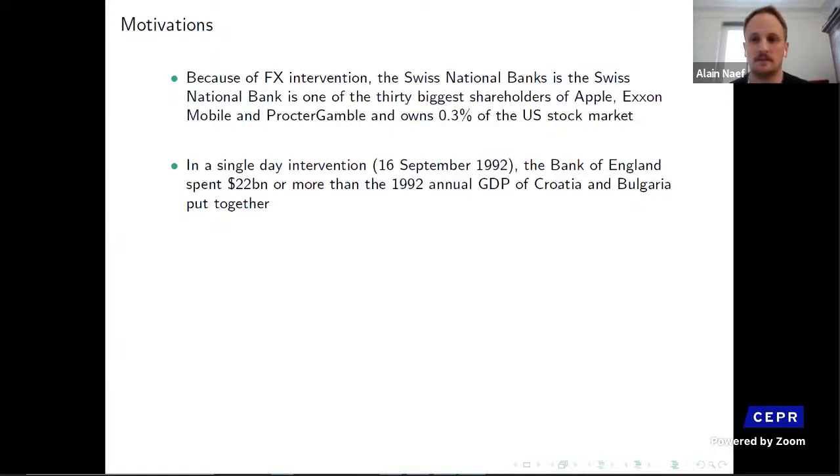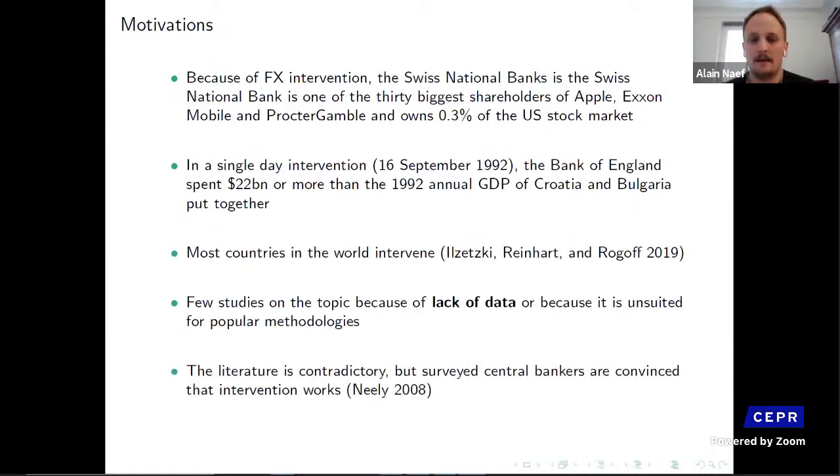I mean, lost is a bit too much because they didn't lose the money, but they lost it to the market. We can talk about this later. And then there's a point to make. If you take the number of countries and not their GDP, most countries today intervene on the foreign exchange market. On the other hand, when you look at research, we actually don't really know how to deal with this because we don't have much data.